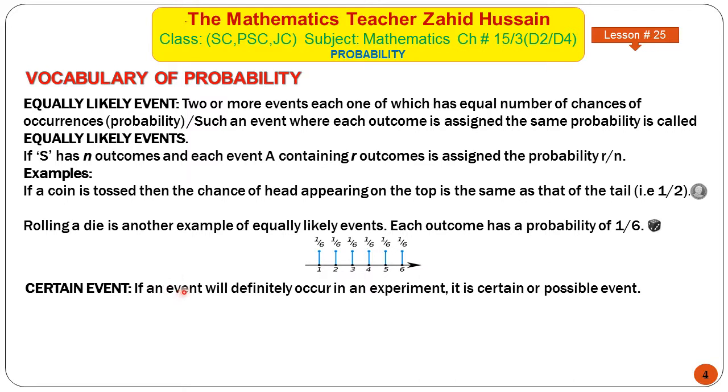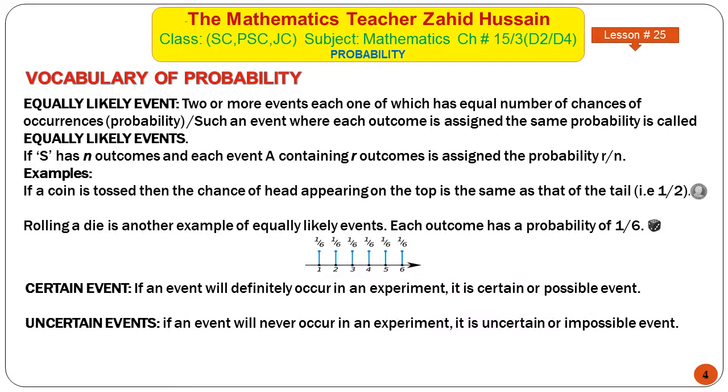Certain event. If an event will definitely occur in an experiment, it is a certain or possible event. Uncertain events. If an event will never occur in an experiment, it is an uncertain or impossible event.